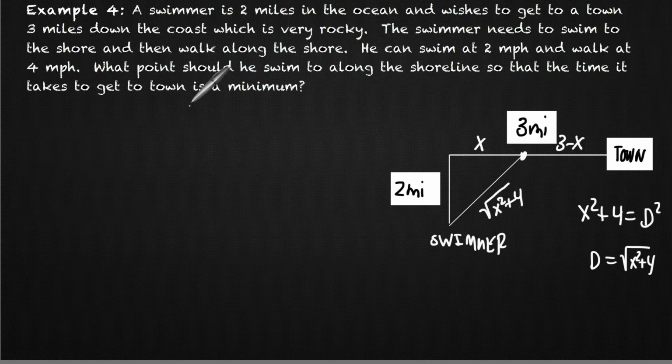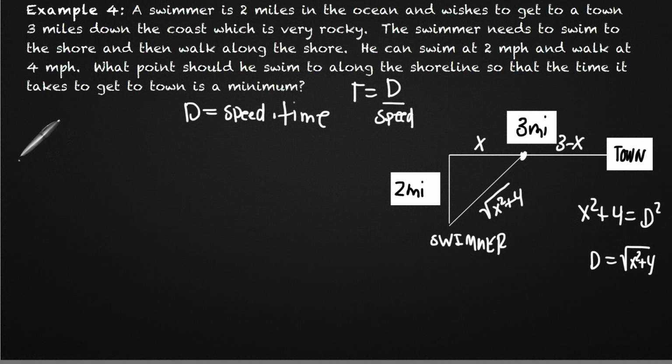Now we have to use this formula. Distance is equal to speed times time. Now if we divide both sides by speed, we can get a formula for time. So time is equal to distance divided by speed.